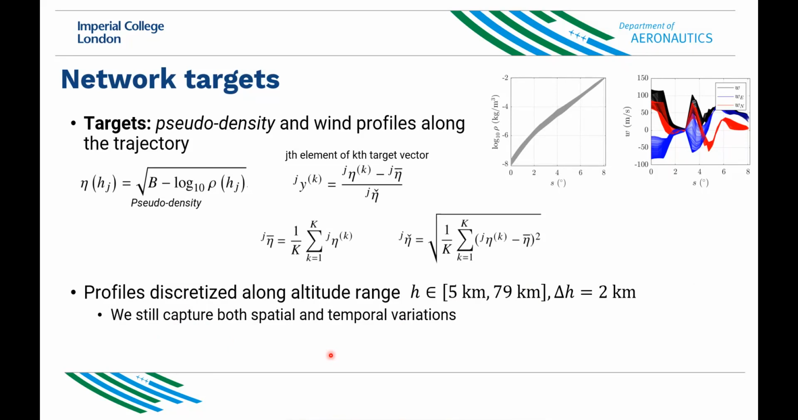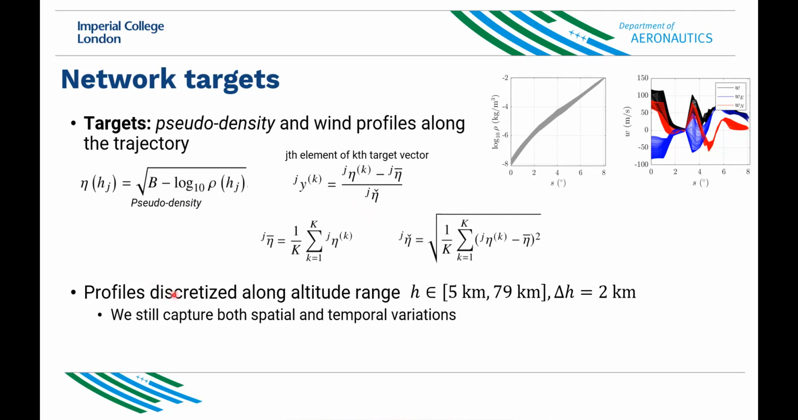Regarding network targets, the network outputs so-called pseudo-density and wind profiles along the trajectory. By pseudo-density, we simply mean that we take the square root of the negative logarithm of the density. The square root is there essentially to accelerate the training of the network, which we just found experimentally. This constant B is set to 0 for Mars, but it's there for completeness. And we apply the same normalization also to the target vectors.